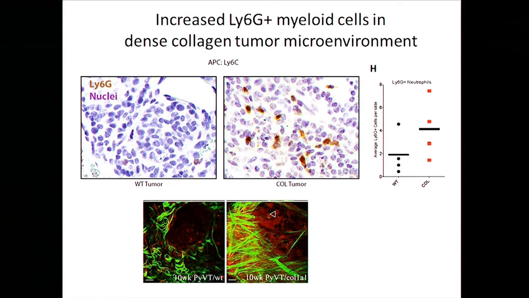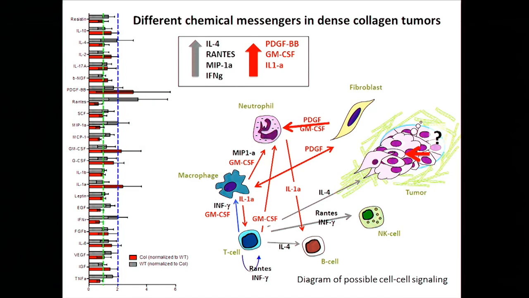Now, if you take these dense collagen tumors I told you about versus the wild type, we find that there are more neutrophil populations in the dense collagen tumors. We're marking these with a particular marker called Ly6G. And when we look at all the chemical messengers that we call cytokines, we find that there are differences between these dense collagen mice and the not dense collagen mice. And what you see here are the same things, they're just inverted.